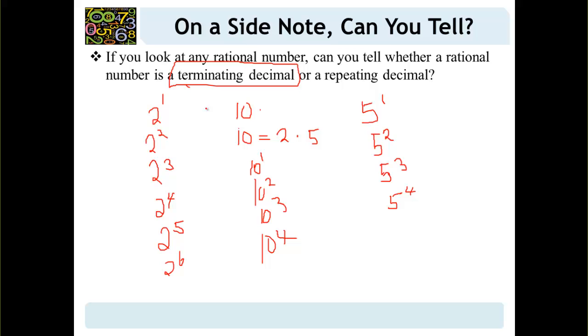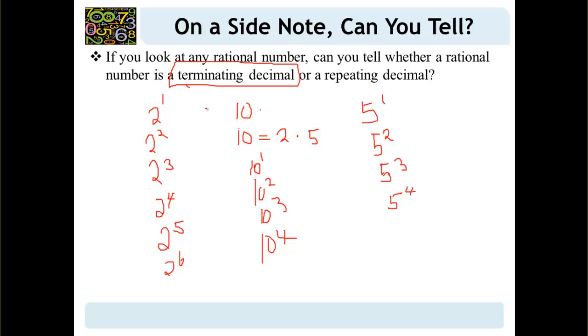So if you divide any real number by any of these, either 2's or powers of 2's, or 10's or powers of 10's, or 5's or powers of 5's, it will give you a terminating decimal. Otherwise, it will give you a repeating decimal. If it is not powers of 2's or powers of 5's or powers of 10's, it won't give you a terminating decimal. It will give you a repeating decimal.